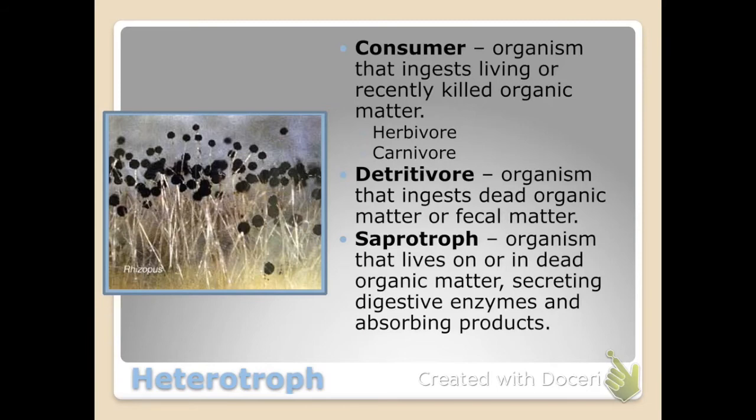Additionally, we have organisms called saprotrophs, and saprotrophs live on or in dead organic matter, and they digest in a really interesting way. Instead of bringing the raw material into their bodies and digesting it there, they actually secrete digestive enzymes. Digestion occurs outside of the body, and then they are able to absorb the digested products. And again, these are really important for the mineral and nutrient cycle of returning minerals and nutrients back to the soil to be used by producers in the future.